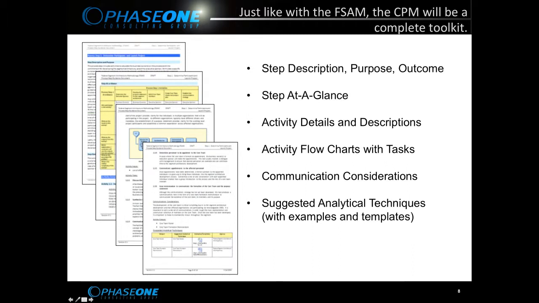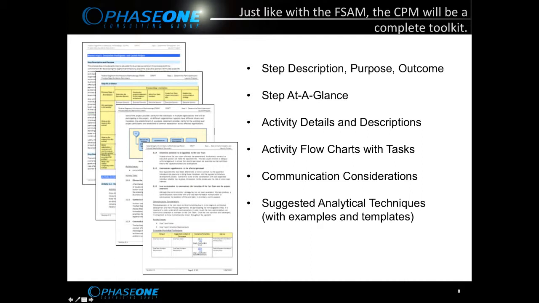So just like with the FCM, the CPM is a complete toolkit. There are documents that are roughly reflected here that have step descriptions and purposes, outcomes. There's an at-a-glance table for every single major step. There's details and descriptions of every activity. There are flowcharts with tasks, a task level detail within each activity. And there's different types of communications considerations and suggested analytical techniques that are layered in throughout.